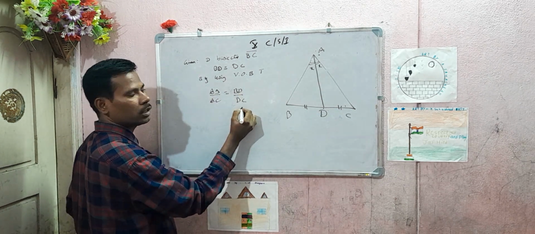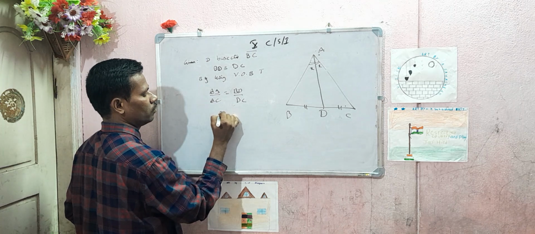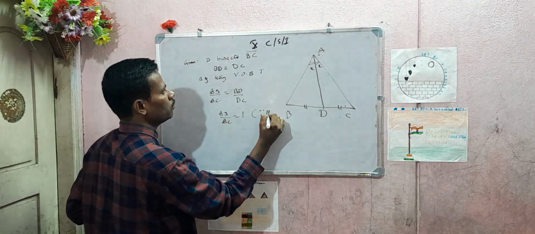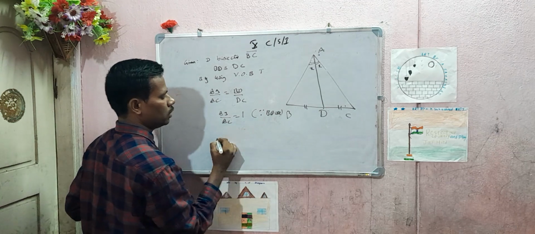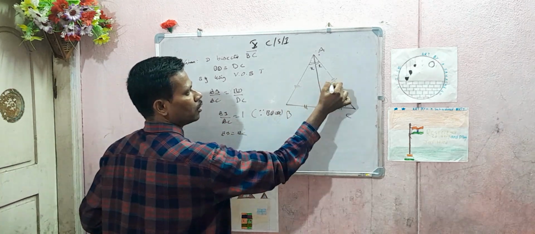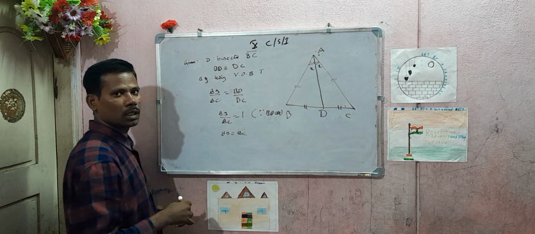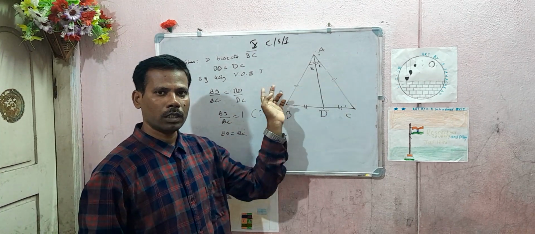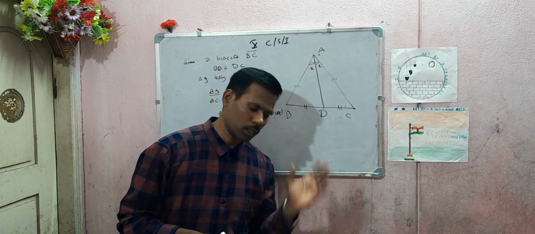But BD is equal to DC, given. AB by AC is equal to 1, since BD is equal to DC. Therefore, AB is equal to AC. What can you say? If in a triangle two sides are equal, then it is said to be an isosceles triangle. That's it.